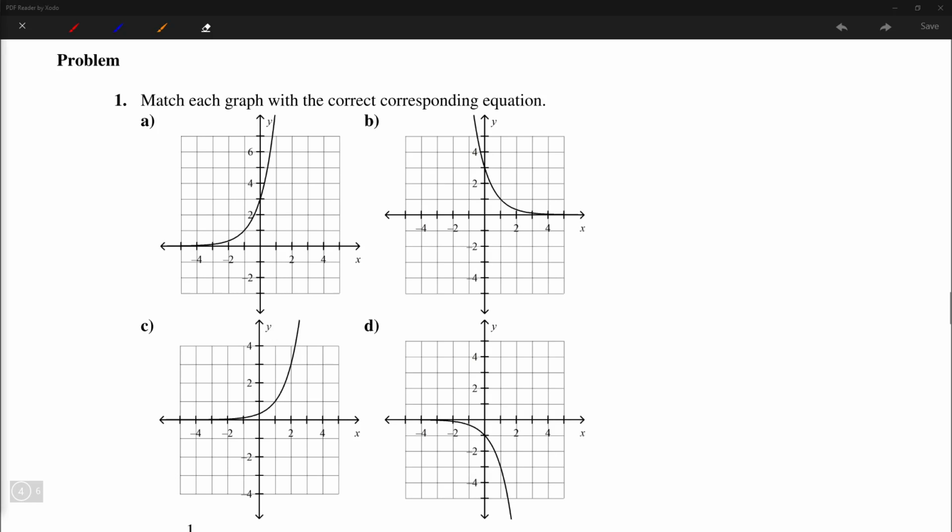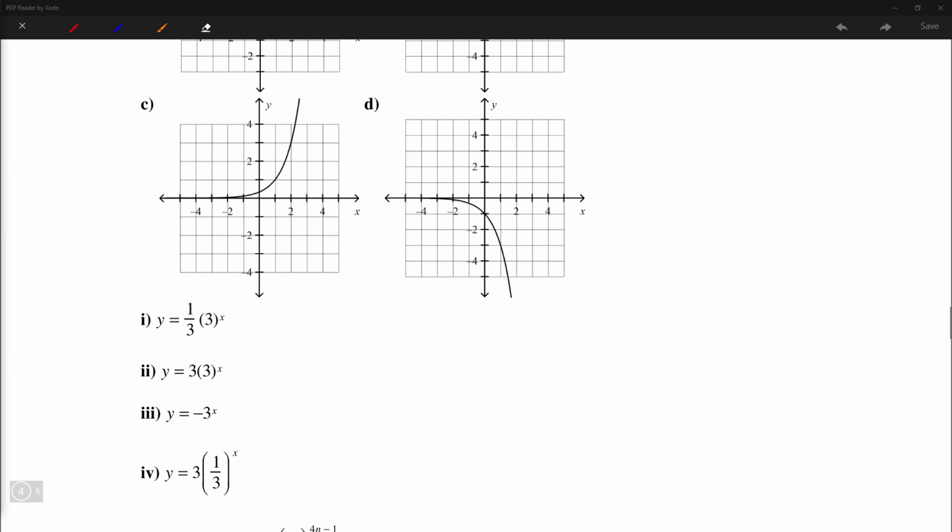Hello everyone. So today we're going to go over the second part of the Unit 9 practice test, the written portion. Problem number 1. We're matching graphs to equations. So if we look at the equations here, we have the 4. And the base is either 3 or 1/3.